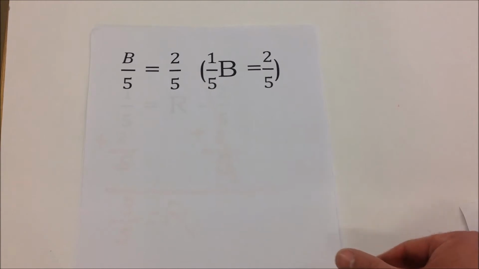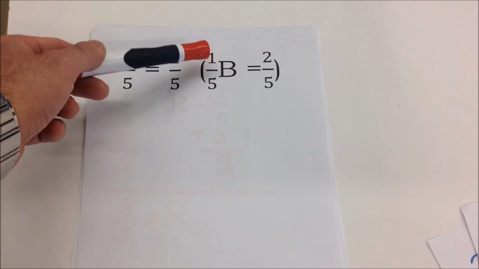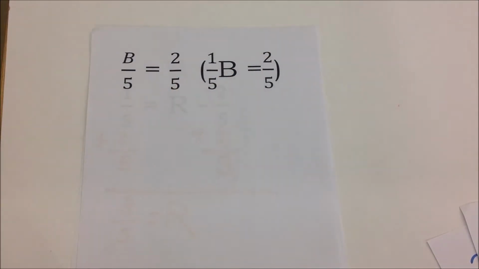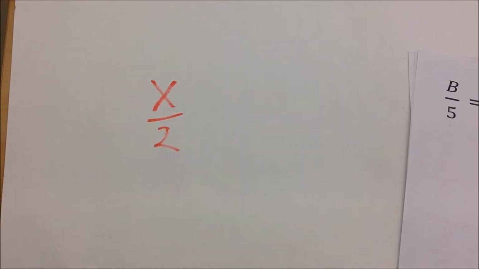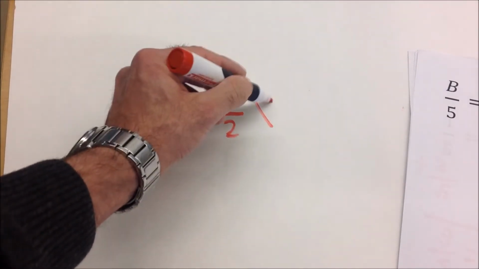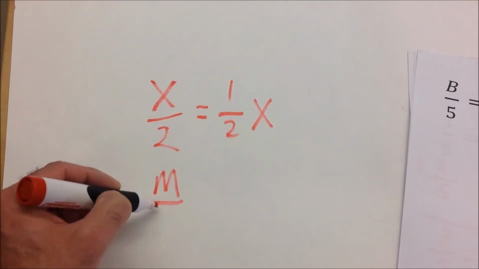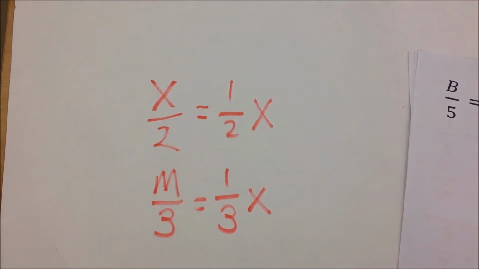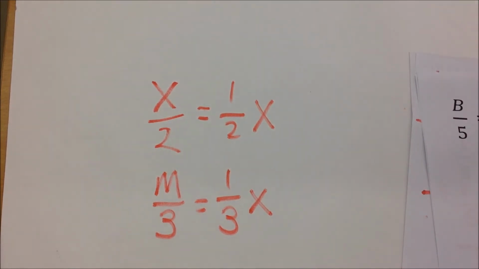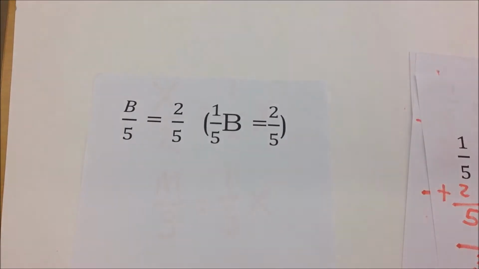Now let's look at a problem like this. We're saying a number divided by 5 equals 2/5. Now, you can also write it like this. 1/5 b equals 2/5. Anytime you see a number on top, below a letter, for example, what if we had x over 2? Well, x over 2 is also half of x. What if I had m over 3? Well, m over 3 is also 1/3 m. Right? So here, when we had b over 5, b over 5 is also 1/5 b.